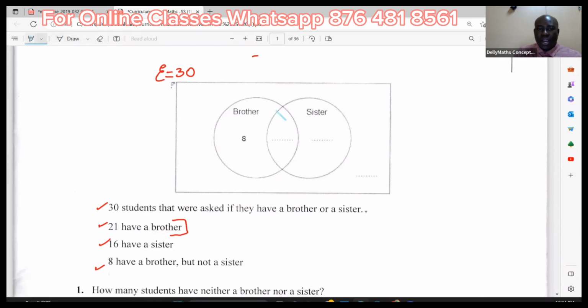I'm going to utilize the ones that have brothers. So we're talking about 21 of them would have a brother, but only 8 of that 21 would have brothers only. So you take that 8 from the 21, and you're left with 13, which means 13 of them with a brother do have a sister as well. Whenever we're doing a Venn diagram, we really want to start in the intersection and then spread.